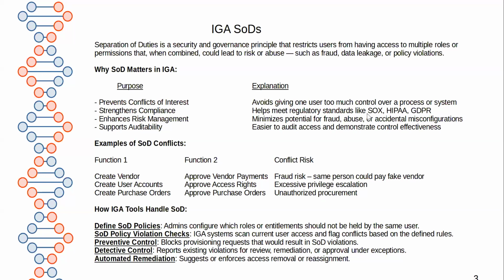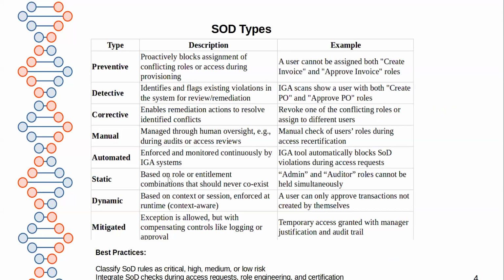Okay. So if we are good, let's go to the next slide and understand what different types of SODs are available and what could be the best example for each. This basically helps us understand what kinds of different policies you can write using IGA. If you look at the very first column of the table, it says preventive SODs. These proactively block assignment of conflicting roles or access during provisioning.